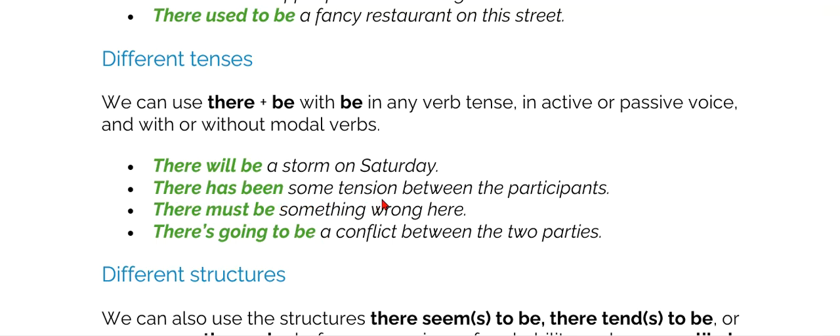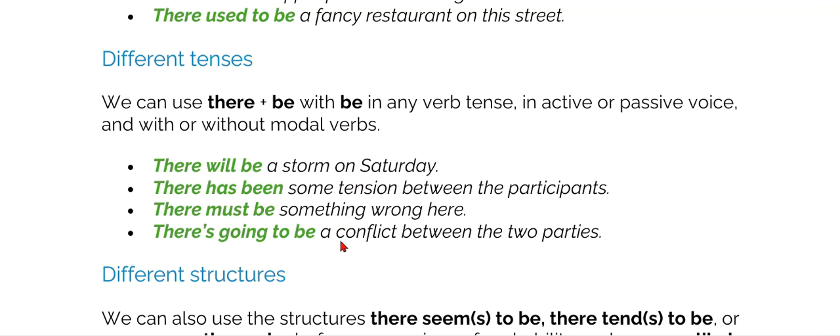There has been some tension between the participants. As you can see here, we have there as the preparatory subject, the use of there as a dummy subject with the present perfect. There must be something wrong here, using there as a preparatory subject with the modal verb must. There's going to be a conflict between the two parties, using there as a dummy subject or preparatory subject with the modal verb going to be for the future. So we can use there with different verb tenses. We can use there in active and passive. We can use there with modal verbs. And in all these cases, there is a dummy subject. The real subject is put after the verb to be.